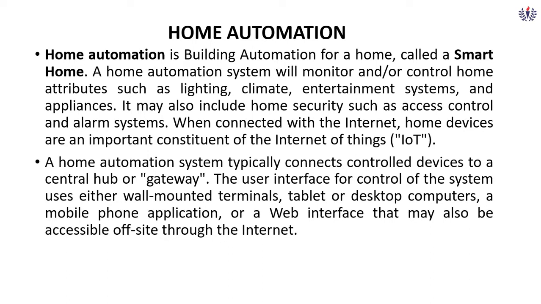When connected with the internet, home devices are an important constituent of the Internet of Things. A home automation system typically connects control devices to a central hub or gateway. The user interface for control of the system uses either wall-mounted terminals, tablets, or desktop computers, a mobile phone application, or a web interface that may also be accessible offsite through the internet. So this is about home automation.